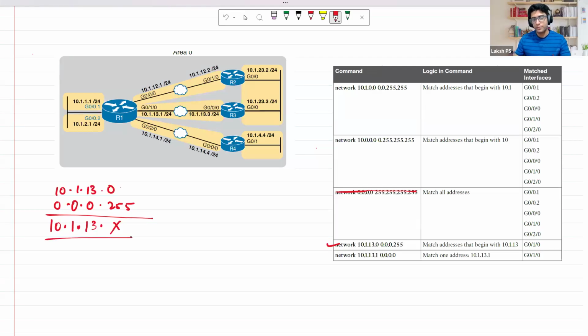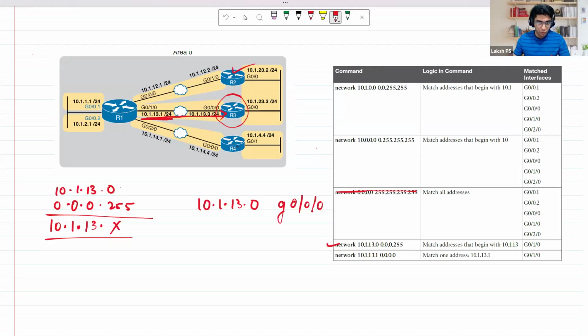So over here, what will OSPF search? OSPF will search for that particular interface which has an IP address starting with 10.1.13. That interface is this interface. So OSPF messages will be sent out of only this particular interface. And on R3's routing table, the 10.1.13.0 network will be populated. And to reach this network, R3 needs to send the data out of gigabit 0/0/0.